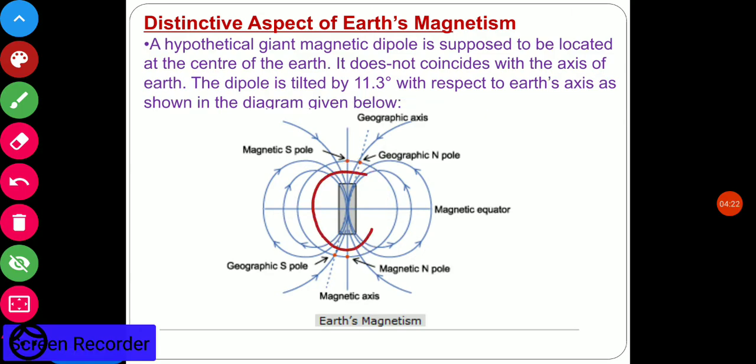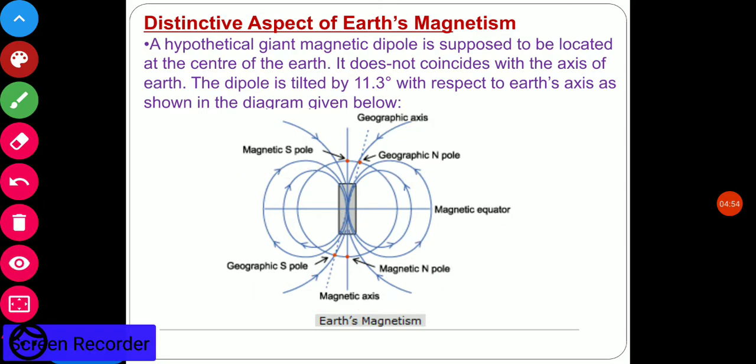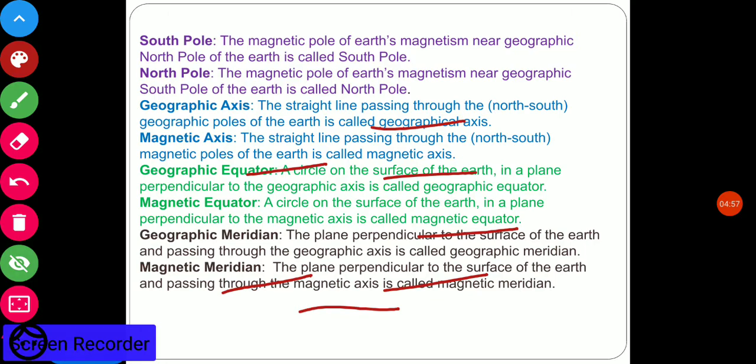So this is the hypothetical dipole and the geographic axis. This is the geographic axis shown by the dotted line. This is the magnetic axis. Because of the magnetic dipole, there is a difference of 11.3 degrees between these two axes. Now, magnetic equator, geographic north pole, geographic axis, magnetic south pole, magnetic north pole. These are a few terms. Let us explain them one by one.